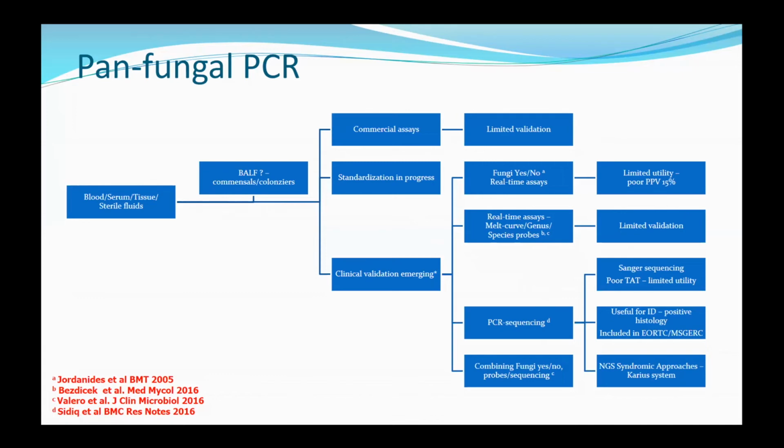But it does, where it is useful is where you have positive histology in a tissue specimen, and you can apply PCR sequencing and pan-fungal PCR directly to that tissue specimen to try and provide you with an etiological identification. There's also some work coming out of California where they've looked at a next-gen sequencing approach, looking at DNA for fungi within plasma. And there's some evidence coming out that this may be a useful approach.